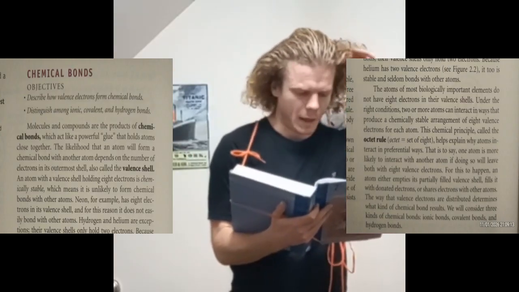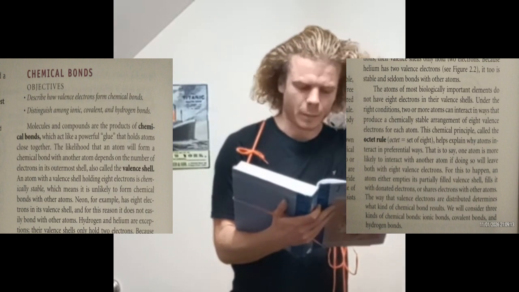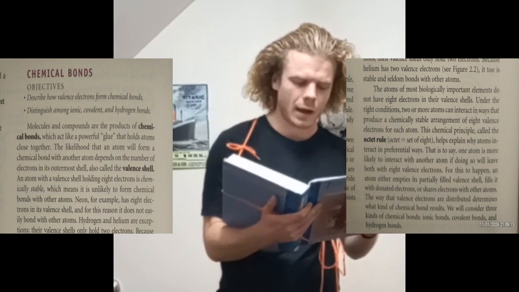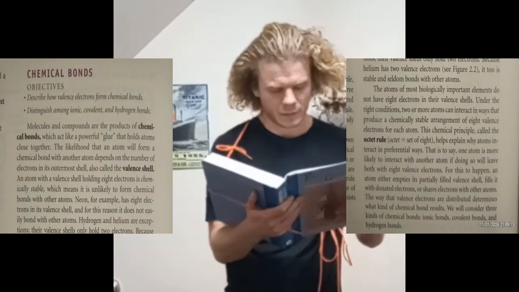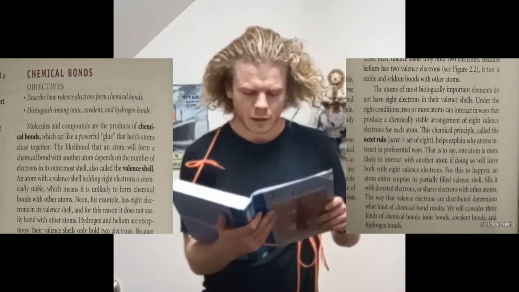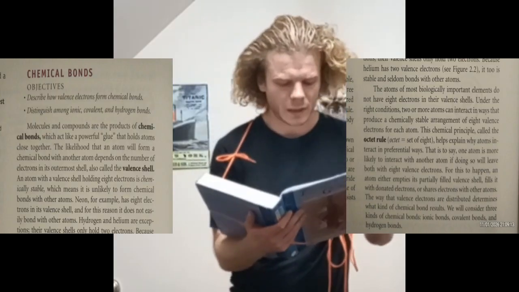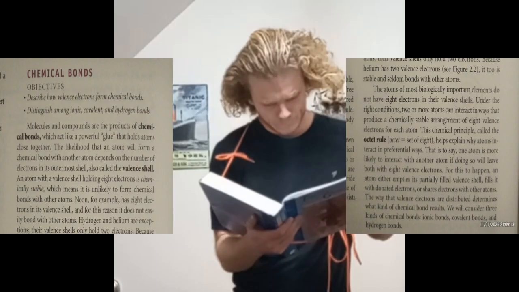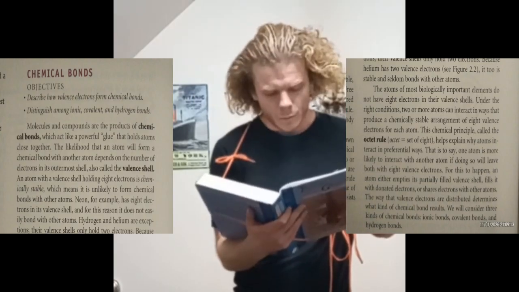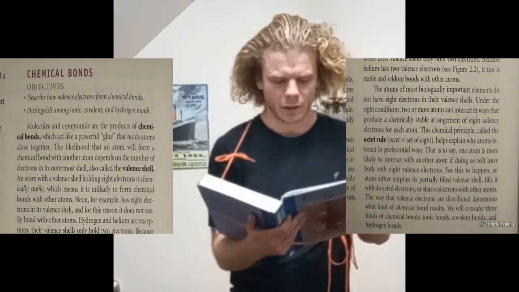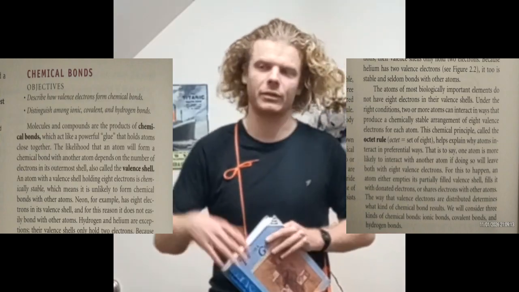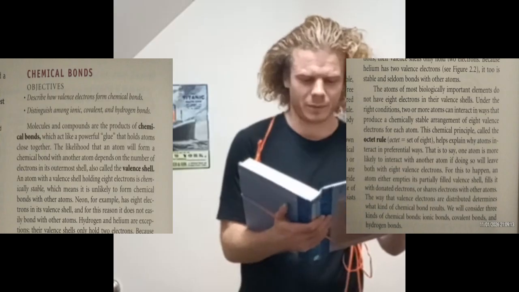For this to happen, an atom either empties its partially filled valence shell, fills it with donated electrons, or shares electrons with other atoms. The way that valence electrons are distributed determines what kind of chemical bond results. We will consider 3 kinds of chemical bonds: ionic bonds, covalent bonds, and hydrogen bonds. We already did them in the previous part of biochemistry, so I just wanted to read it.